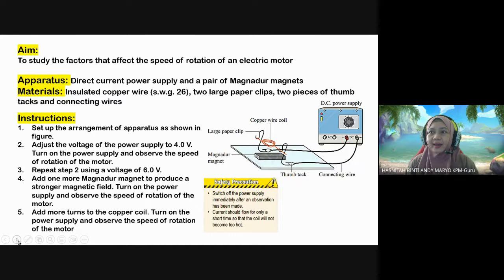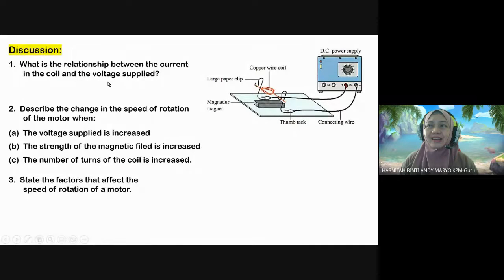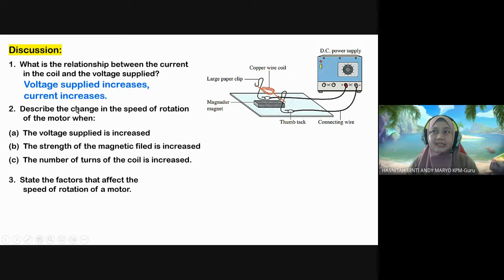Then what can we gain from this activity? First, what is the relationship between the current in the coil and the voltage supply, as I mentioned just now? How do the current and voltage relate, students? Anyone? Junwei, what do you say? Sebastian, Sunxiang, yes, directly proportional. It means that when the voltage increases, the current also increases. Very good. Then describe the change in the speed of rotation of the motor.